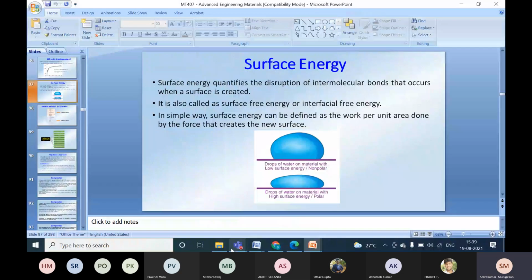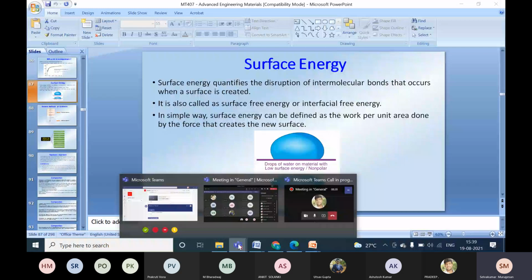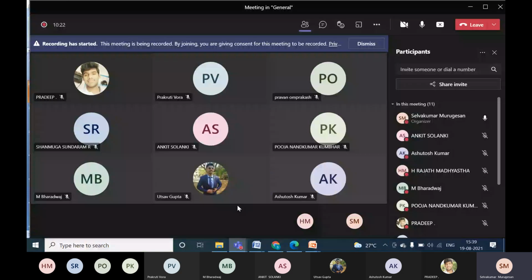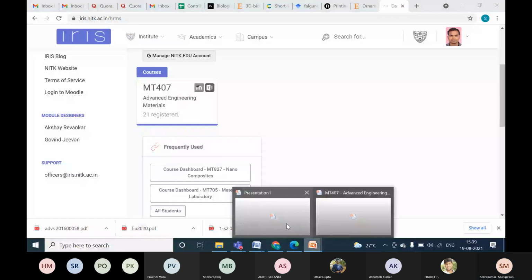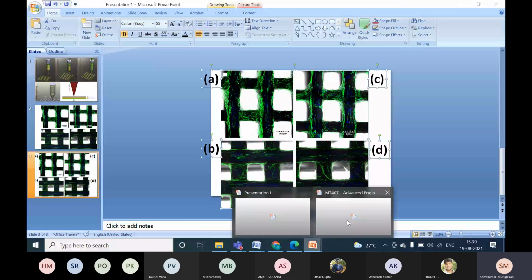Say, for example, I'm giving you some unknown material and I am asking you to check quantitatively how much the surface charge is there, like the polarity or how much non-polarity is present in your material. If you want to analyze that, there is a procedure called contact angle analysis. The moment you put a water droplet on the substrate, you can measure the contact angle between the substrate and the water. This angle will be measured.